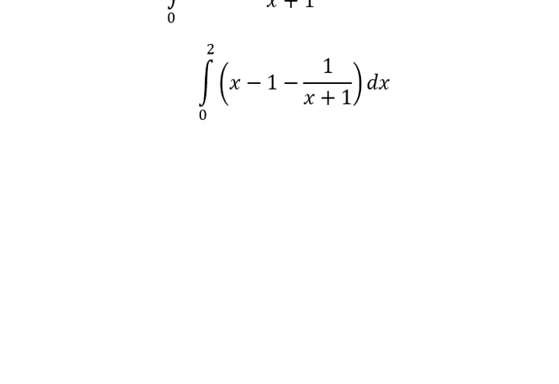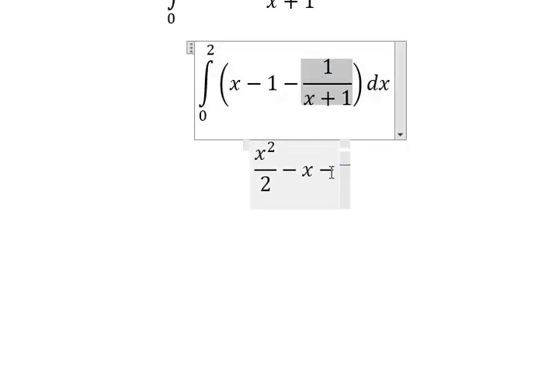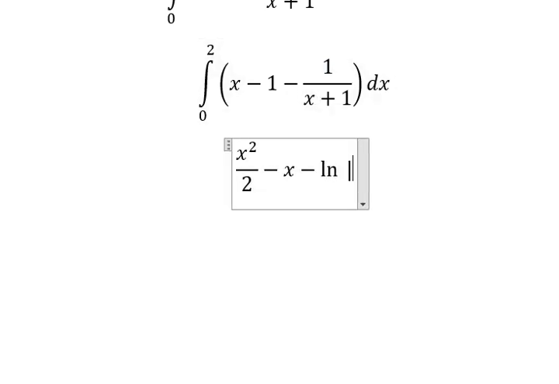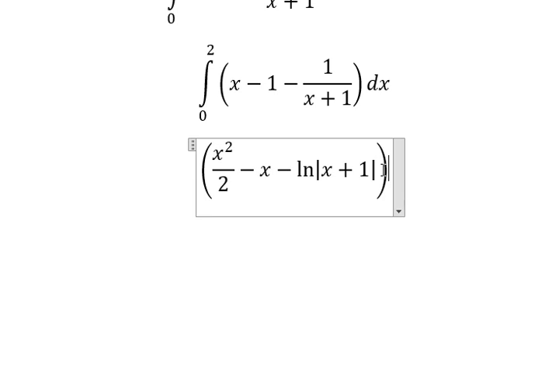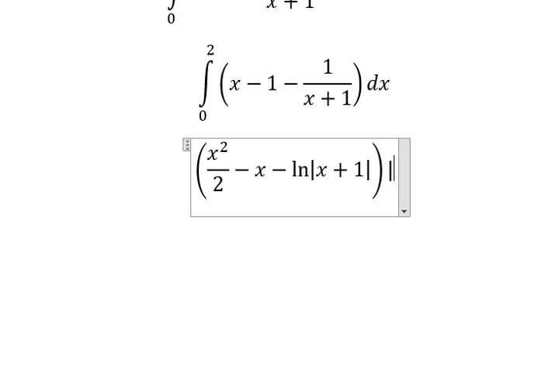And now we have the final answer. The integration of s, we have s squared over 2. Number 1, that is about s. This one we have ln of the absolute value of s plus 1. And then I will put the bounds from 0 to number 2.